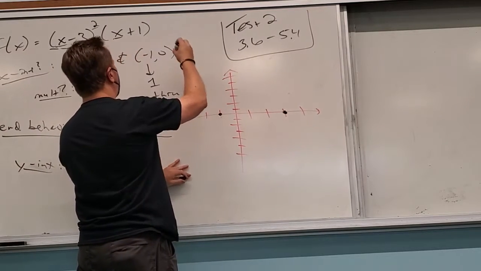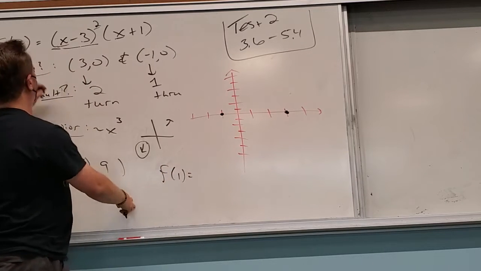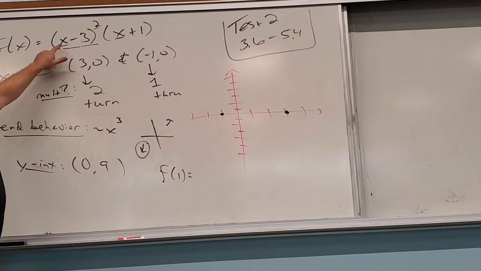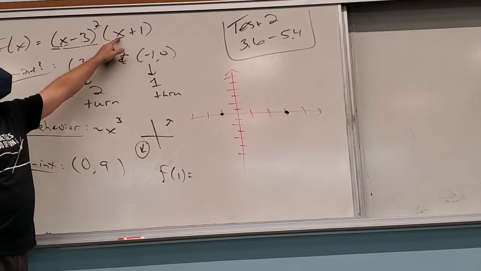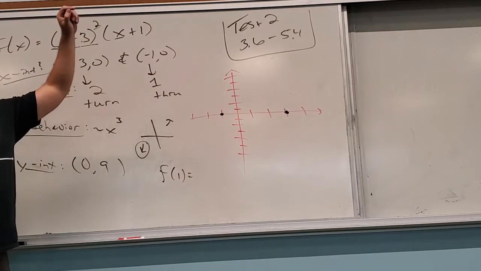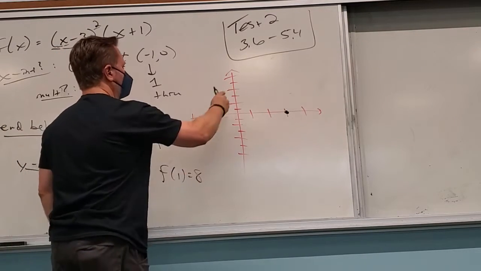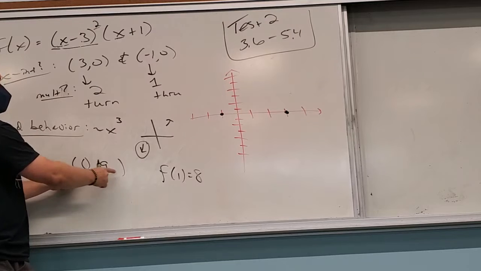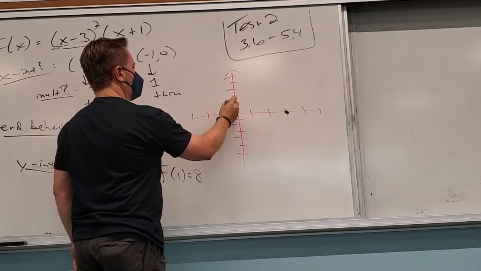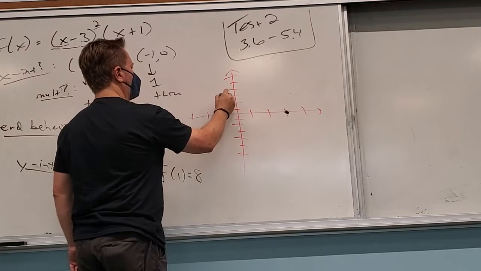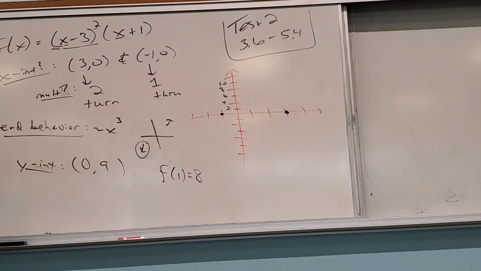Let's see, what's f of 1? What do I get when I put a 1 in? 1 minus 3 is negative 2, squared is 4. 4 times 1 plus 1, so 4 times 2? 8. So I know 1, 8. So it looks like I've got a 0, 9. I've got to get up to 8. So maybe I can make this by 2, 4, 6, 8, 10. Yeah, that's fine. So now I can figure out my y scale.